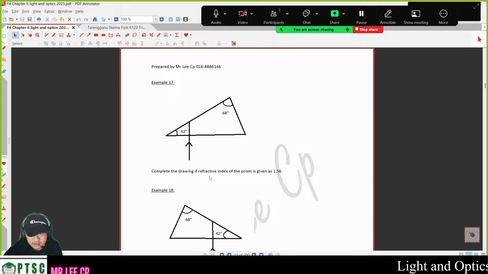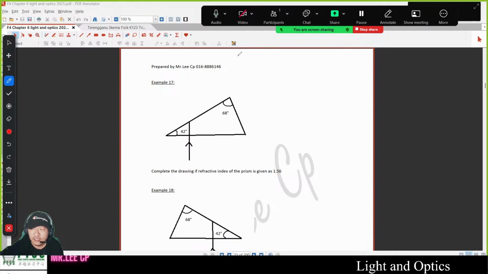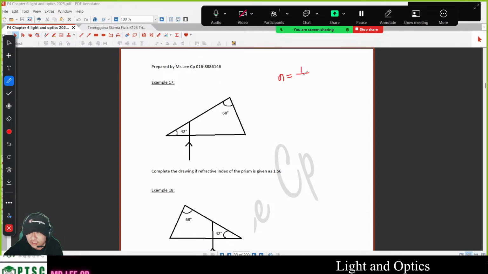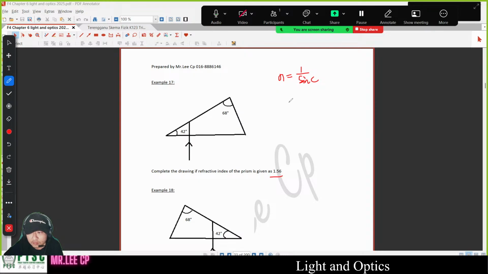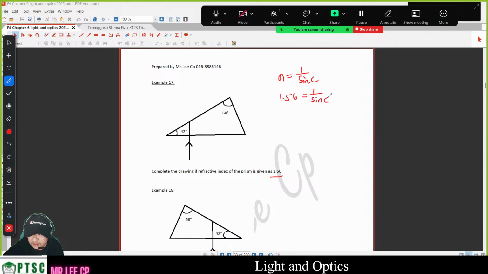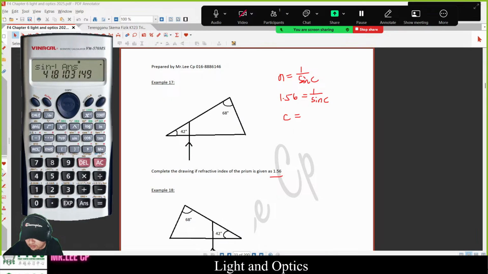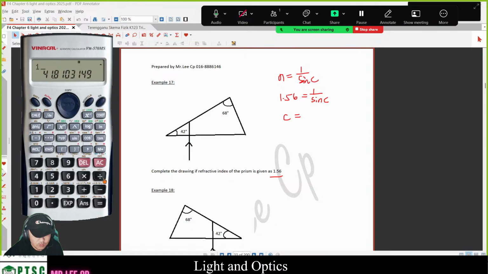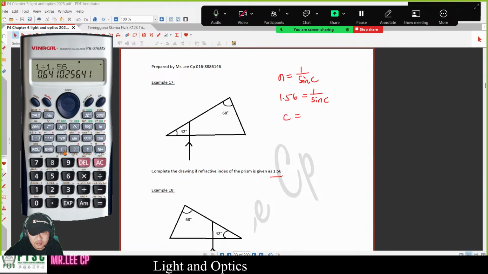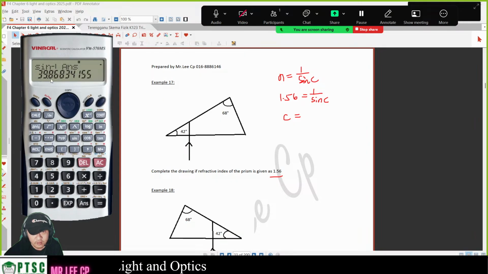Complete the drawing if the refractive index is 1.56. n is equal to 1 over sine c, and n is 1.56. We can find the critical angle. c is 1 divided by 1.56, equals, shift sine, equals 39.86.